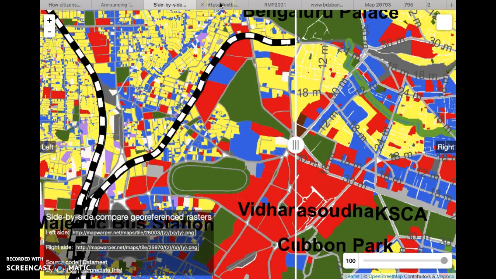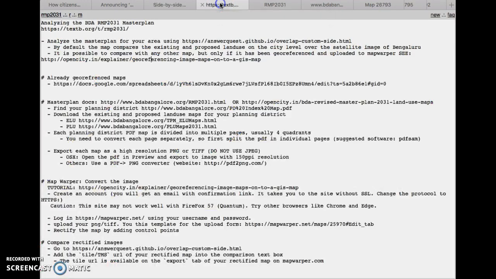So let's start, and actually before we start, everything I'm going to show you I have documented in text in this document online. You can just go to this URL, textb.org/t/rmp2031. This stands for Revised Master Plan 2031. And you'll see the same document which has all the links to the various tools I'm going to show, and also interesting reading that could help you out here.